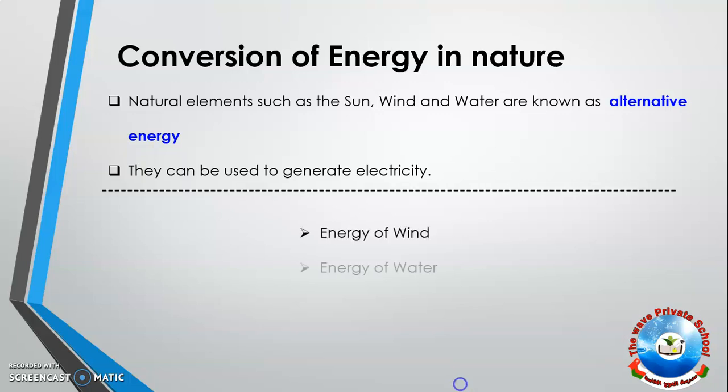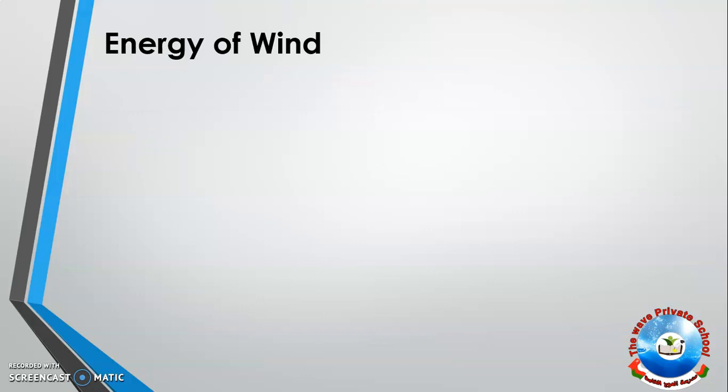Energy of wind, energy of water, energy of fossil fuel and energy of food. The first three can be used to generate electricity and the last one can be used to produce work. Okay. Let's see one by one. Energy of wind.